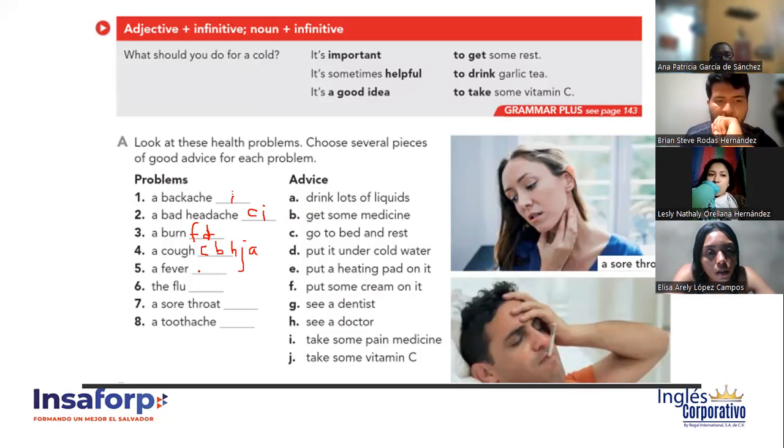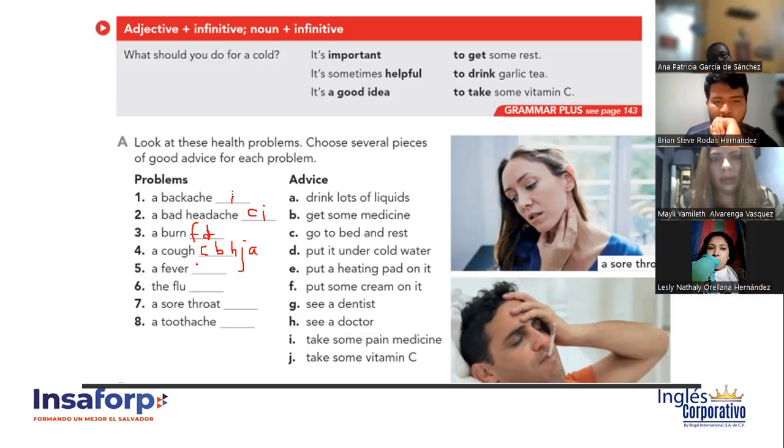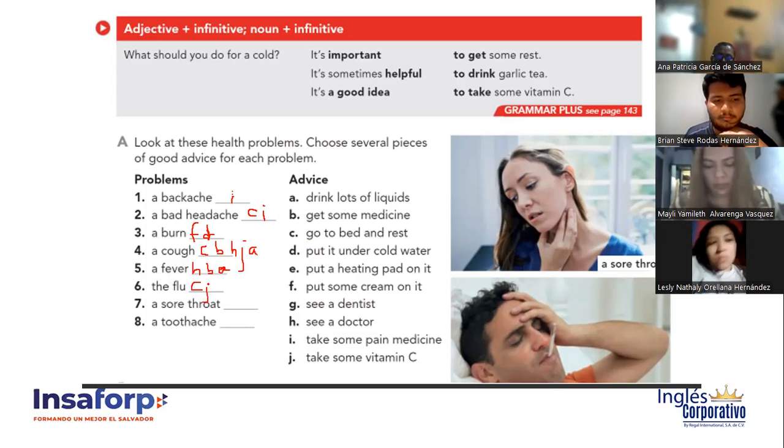Okay, a fever? See a doctor, letter H. Letter E. Letter A, drink lots of liquids. Take some pain medicine. The flu, when you have the flu: letter C, go to bed and rest. Drink lots of liquids.